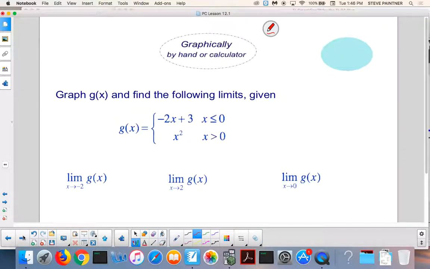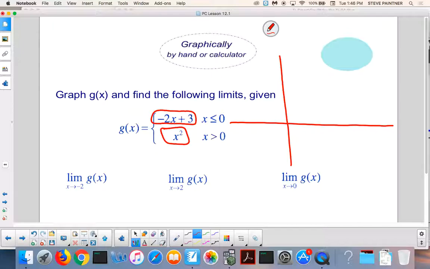Okay, next up. Here's another piecewise graph, but it wasn't graphed for you. So I'm going to do it with you. Do you realize this function is called what? What's this one called? Say it again. Linear. It's linear. This one down here, x squared, is quadratic.